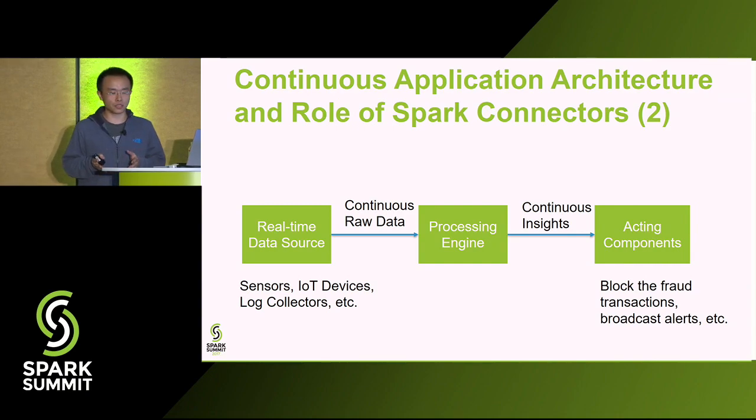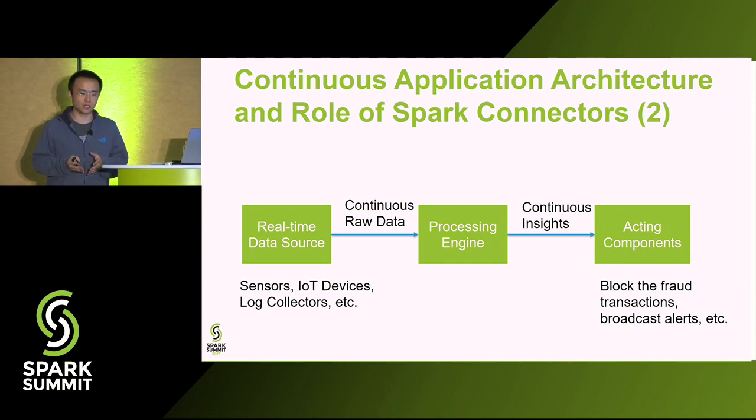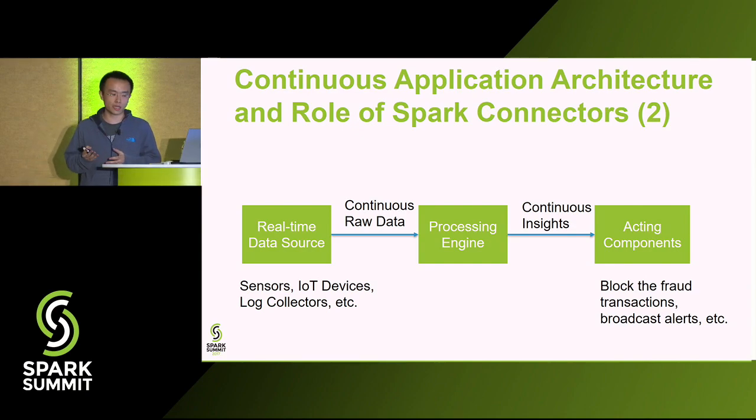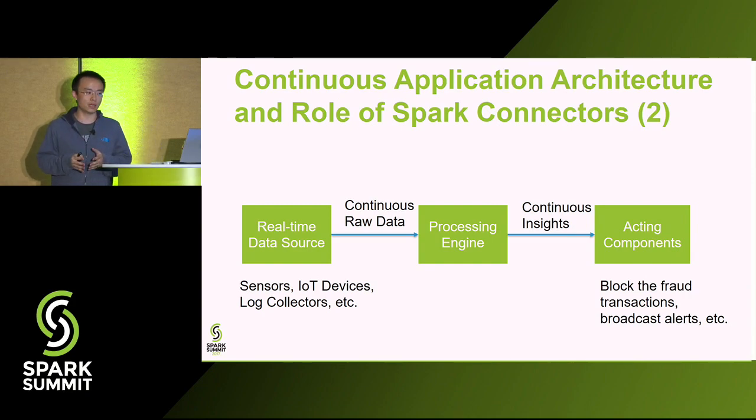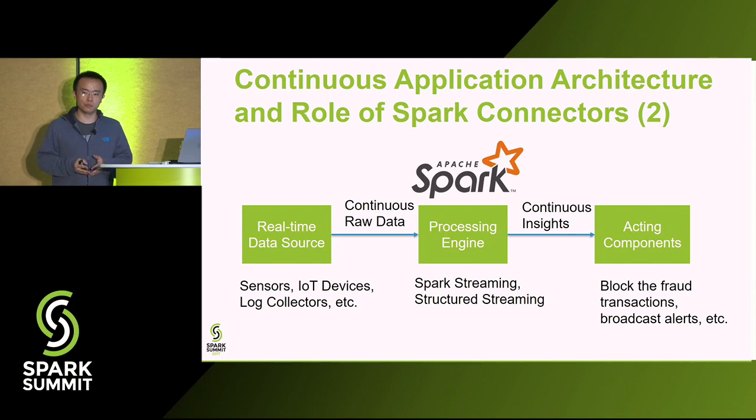In continuous application, we have real-time data sources. It generates continuous raw data. And then it arrives at the processing engine, we will have continuous insights from the processing engine and produce to acting components. And acting components make the final action like blocking fraud transactions, broadcasting alerts. And thanks to Spark, we have Spark streaming, structured streaming for us to build a processing engine. We can get real-time insights in an easy way.